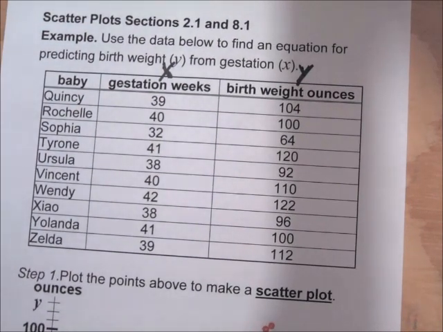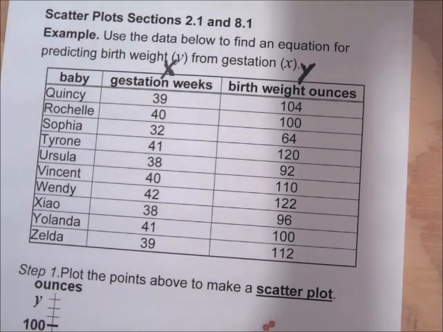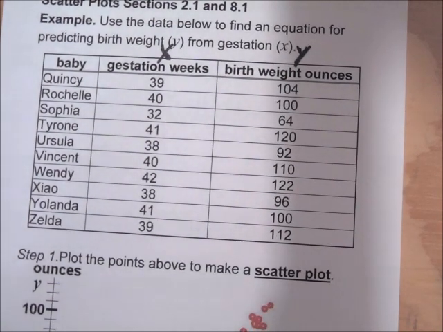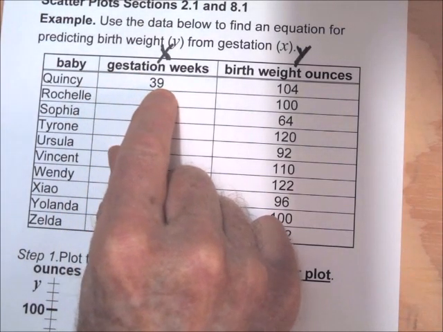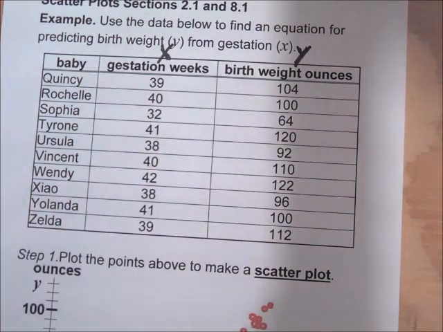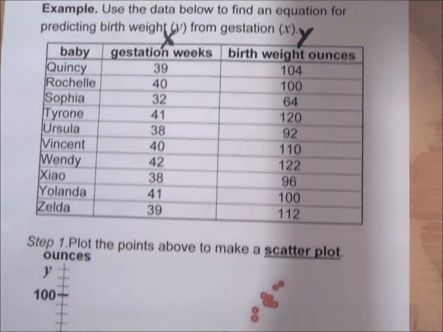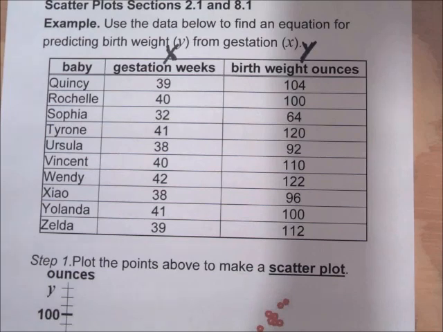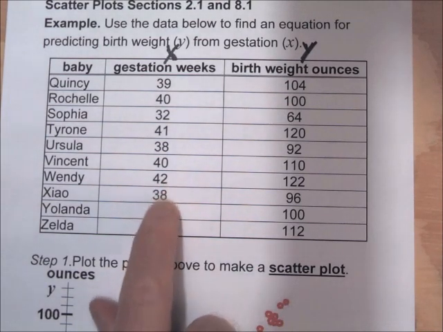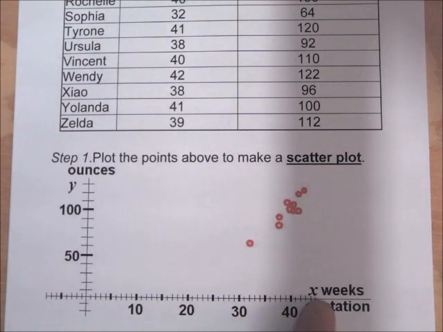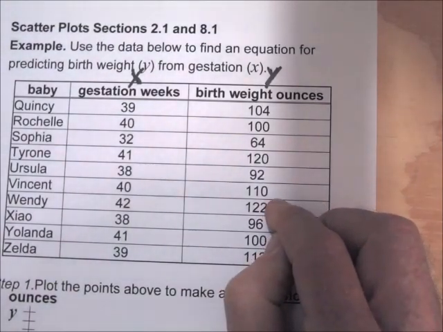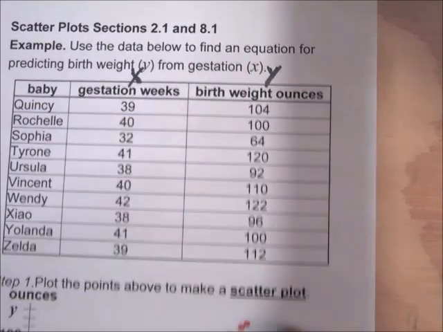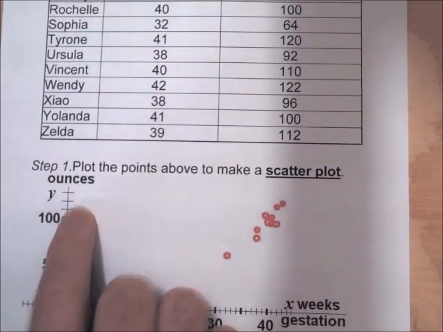Okay, so the type of graph that we're going to be working with here is called a scatter plot. For each of these babies, we have two different numbers, so we're going to have two different scales here. The highest gestation, I think, is Wendy, which is 42 weeks. So the X scale has to go at least up to 42. It could go a little bit past that. The highest birth weight, Wendy, 122 ounces, so the Y scale has to go at least up to 122.